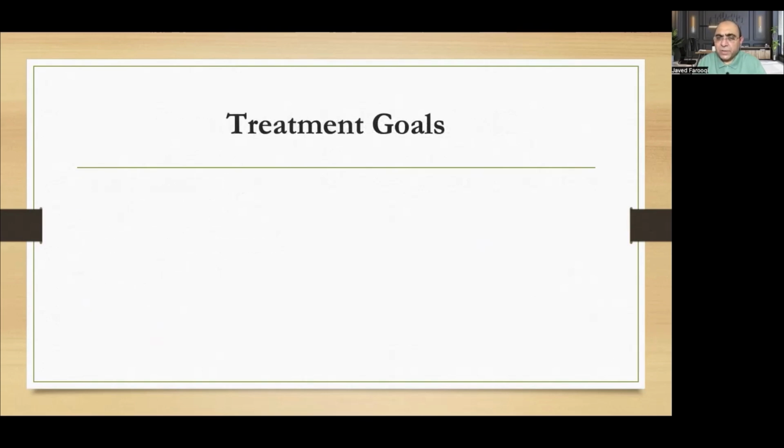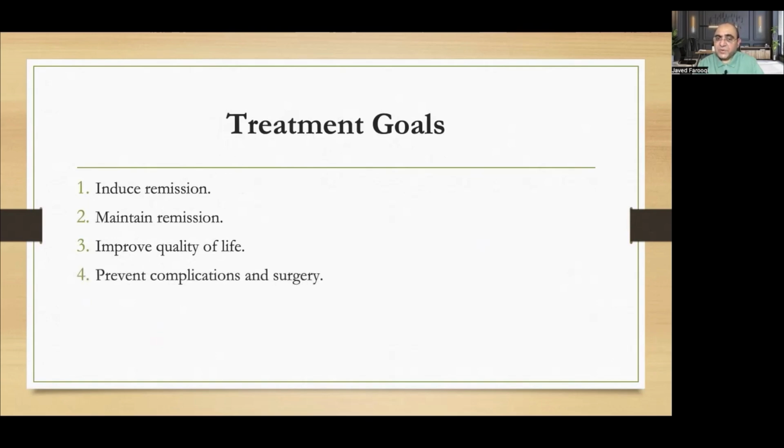So coming to the treatment, what are the treatment goals? Number one, to induce remission, control the inflammation, control the disease. Second is maintain remission. So first of all, induce remission and then keep it in remission, control the inflammatory activity, and then keep it controlled. Of course, improve quality of life is the third main treatment goal, and to prevent complications and surgery. Because if you don't diagnose in time, if you don't control the inflammatory bowel disease patient well, then complications are unavoidable.